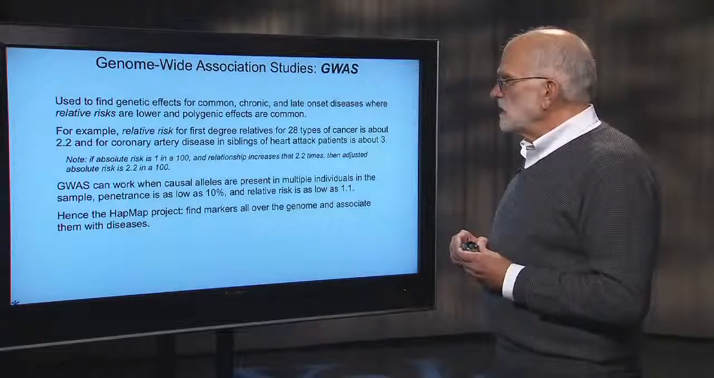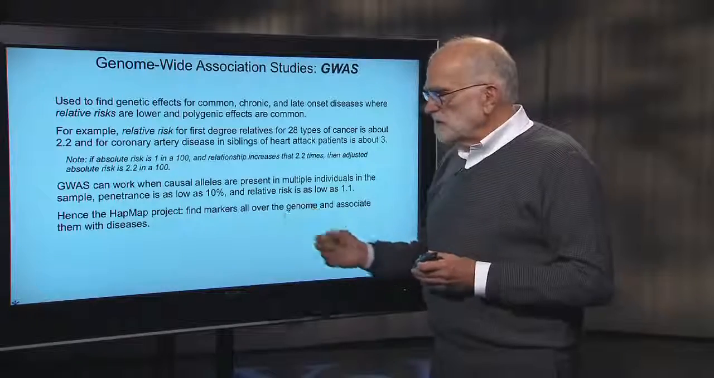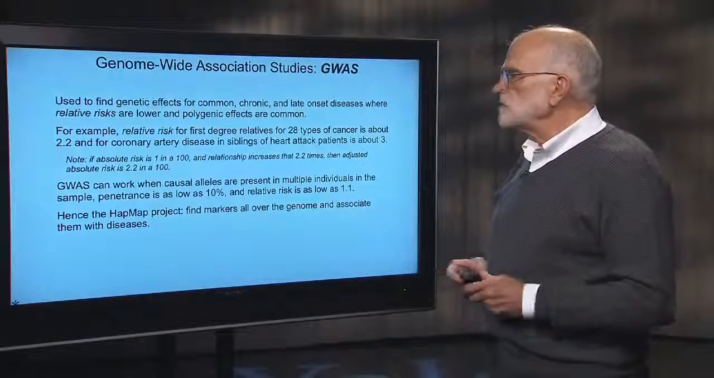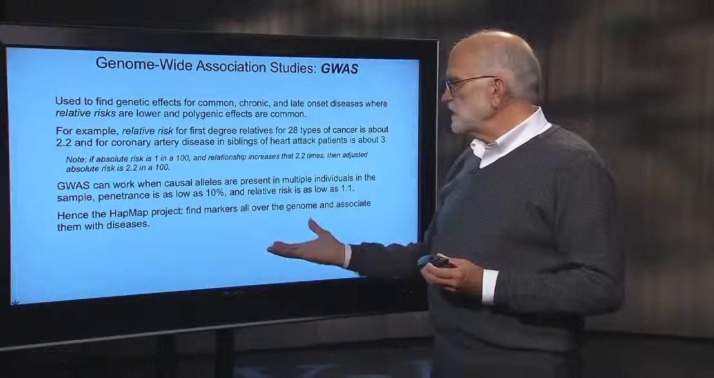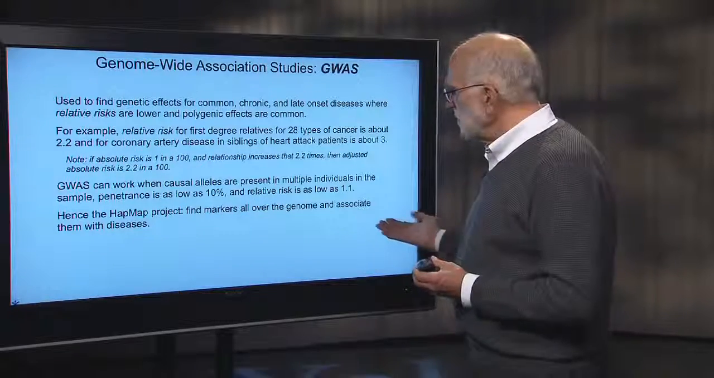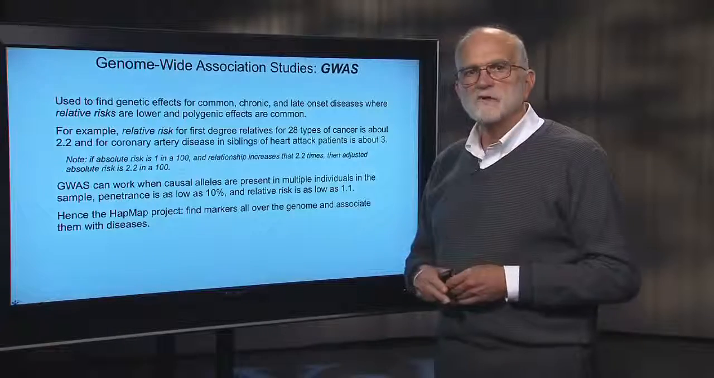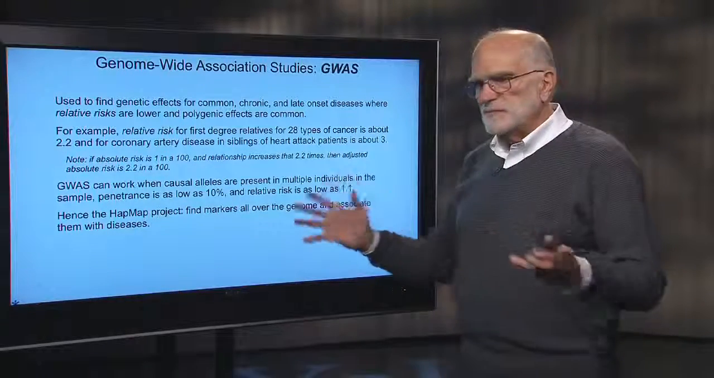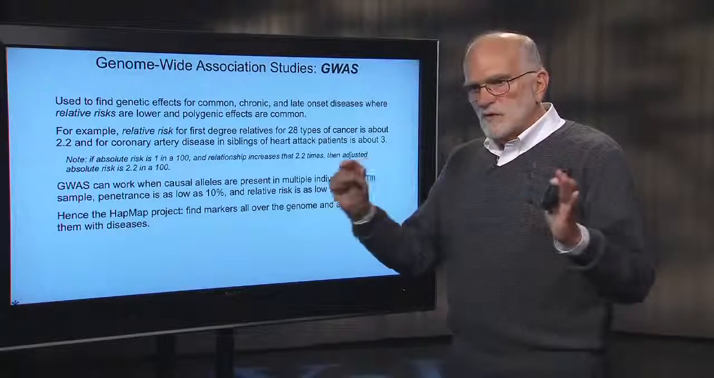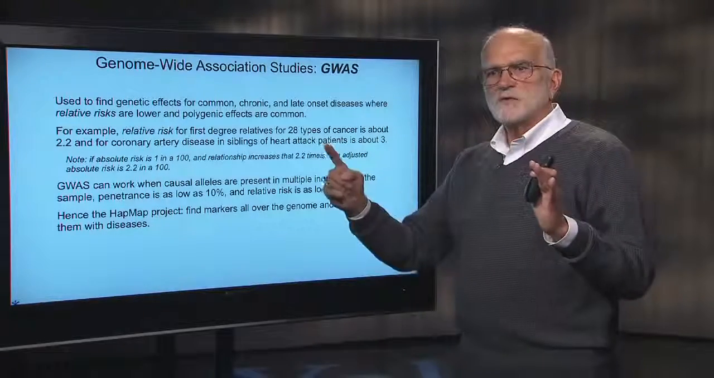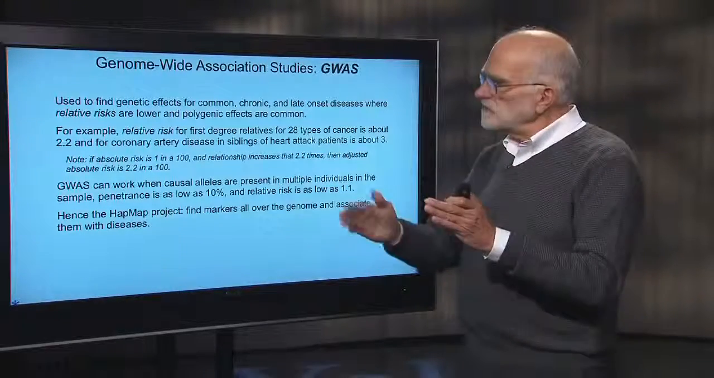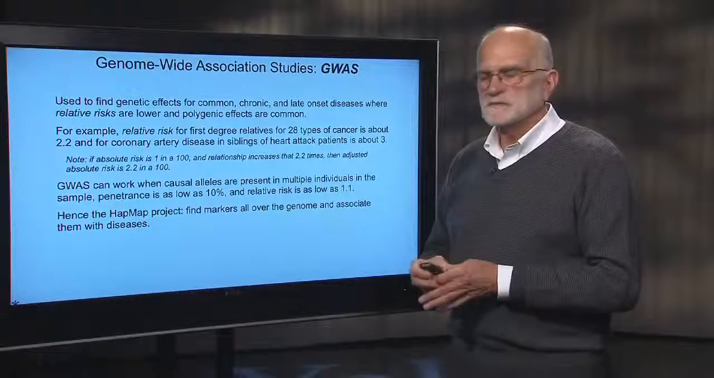That generated, after the sequencing of the human genome, a project where people tried to find markers all over the genome and associate them with diseases. It was called the HapMap, for haplotype map. A haplotype would be a chromosome that had a particular set of markers on it as distinguished from another haplotype that had a different set of markers on it.